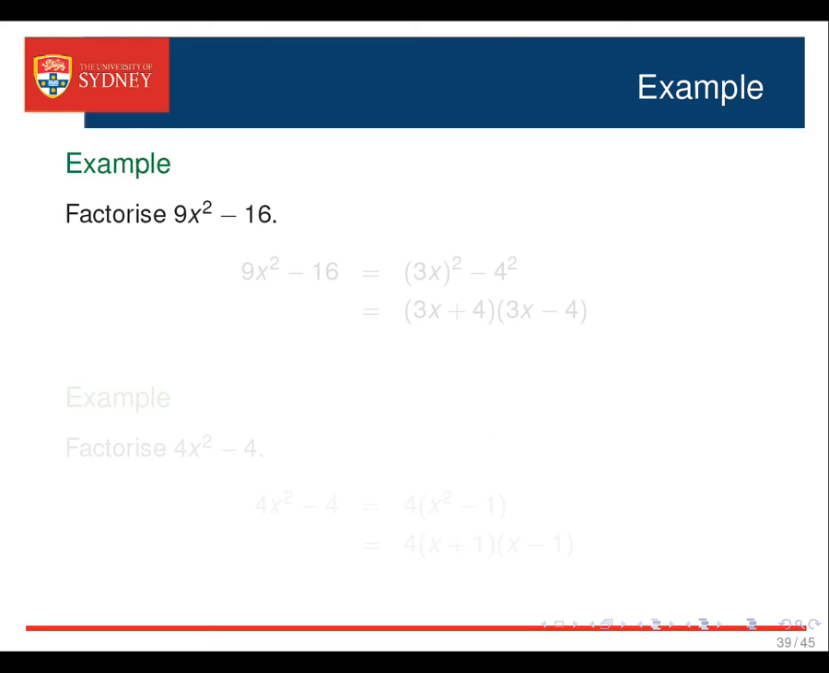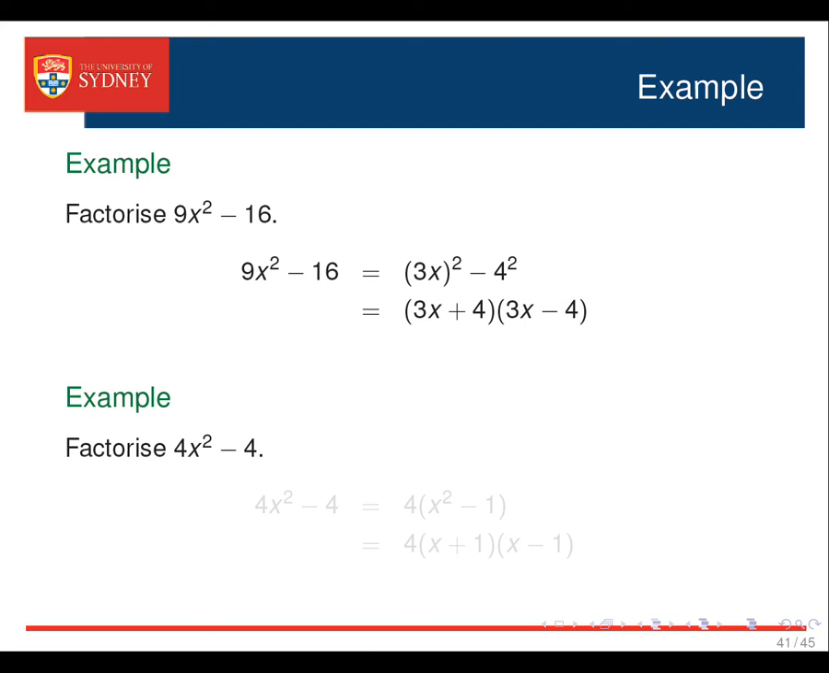For example, let's factorize 9x squared minus 16. Notice that 9x squared is the square of 3x, and 16 is the square of 4. Then by using the difference of two squares method, we can quickly do the factorization to get 3x plus 4 times 3x minus 4.